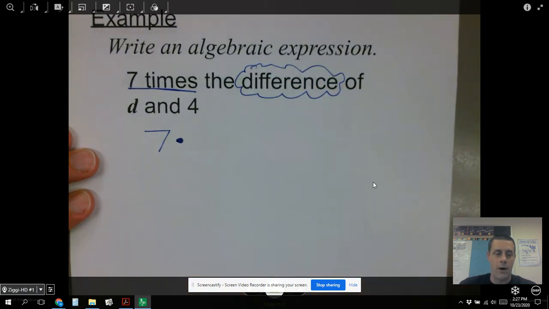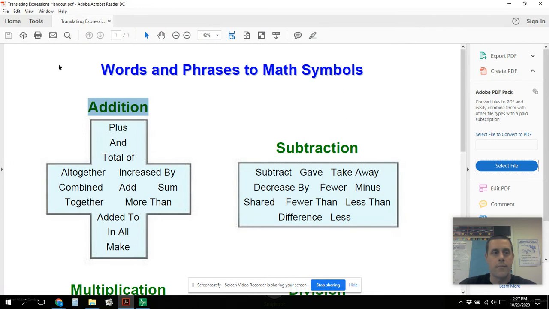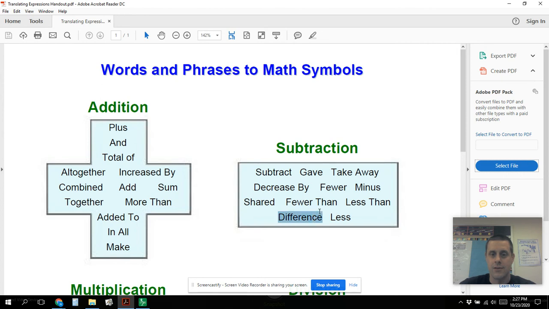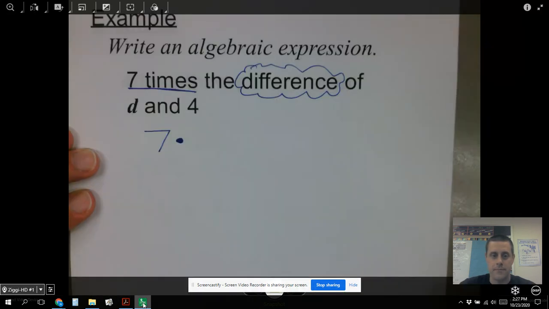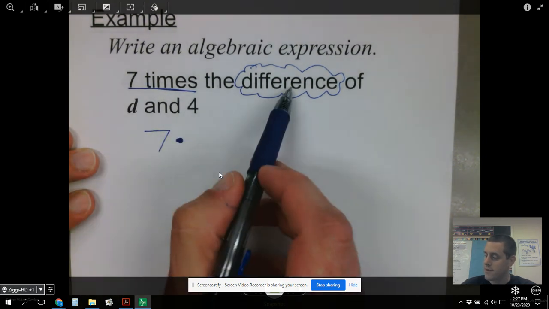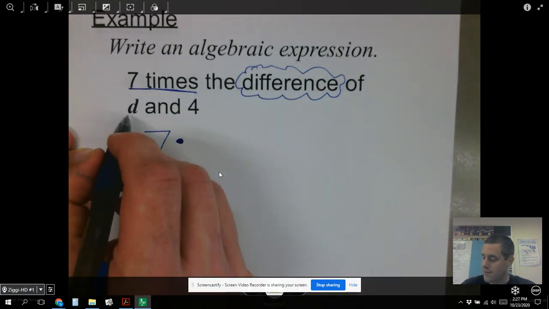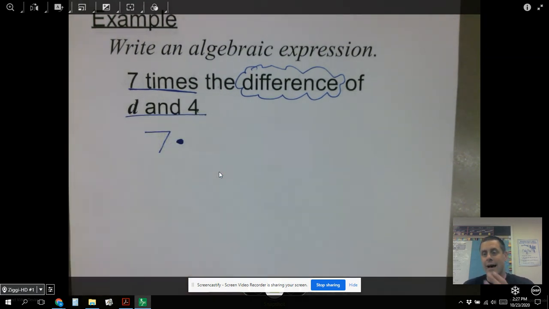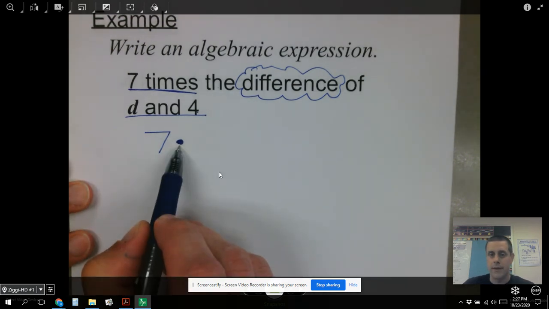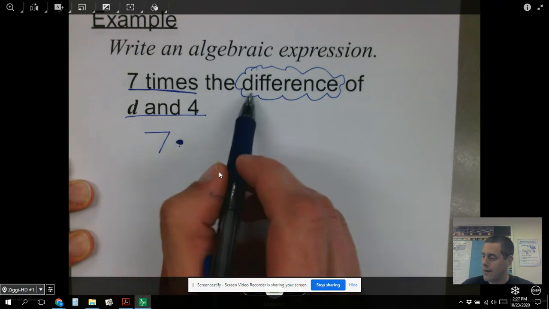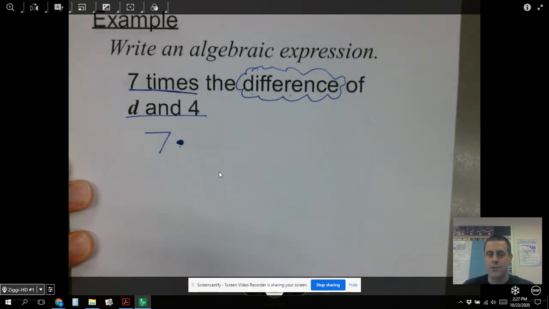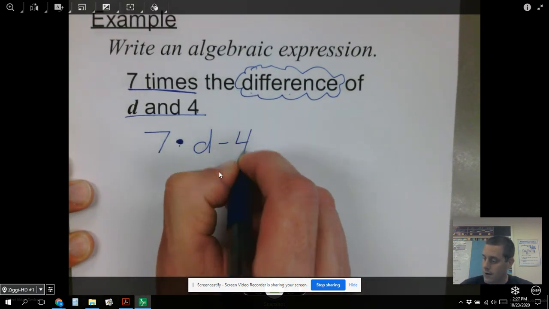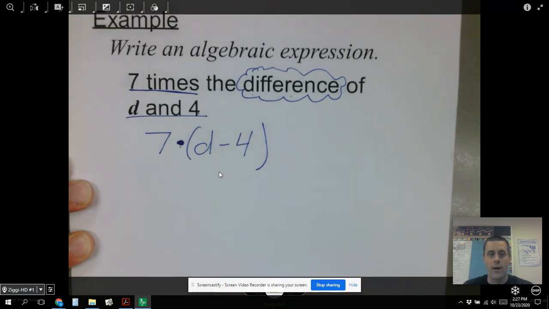And if you remember from our algebraic expression handout, difference is a word that insinuates subtraction. So I want to do 7 times the difference, the answer to the subtraction of d and 4, which means I need to have d minus 4 calculated before I can multiply. And in the order of operations, the only way to have subtraction occur before multiplication is to use parentheses or grouping symbols. So I'm going to put the difference of d and 4, d minus 4, in parentheses.